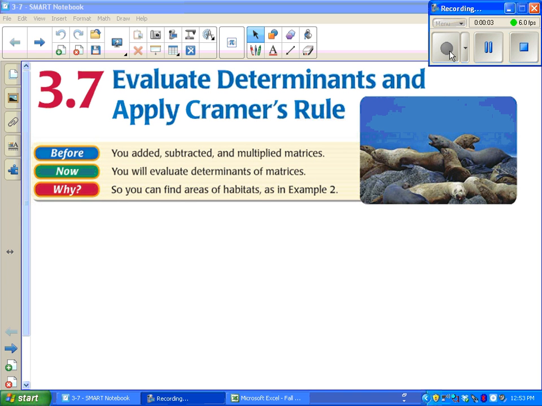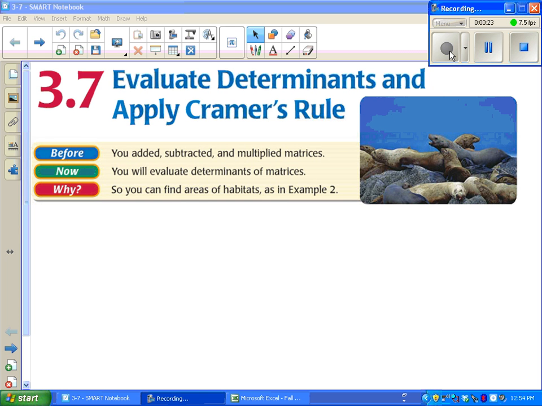3.7. In this lesson, we're going to evaluate determinants of matrices. Determinants are a number that we get from looking at a matrix. We only find determinants for 2x2 and 3x3 matrices. And our purpose for finding these numbers is so it can help us find a couple things.